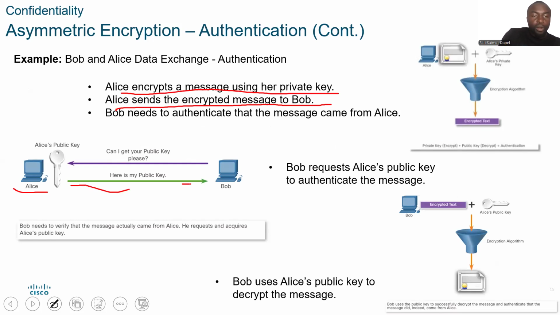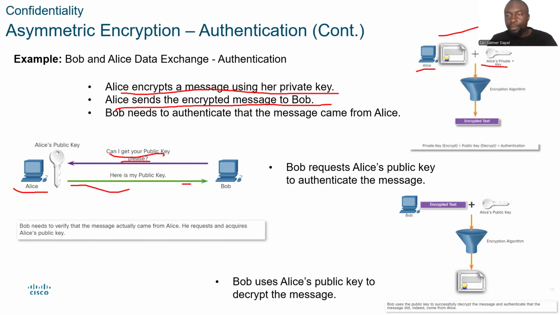But before she sends to Bob, Alice says, can I get your public key, please? This is Bob now asking. Okay, let's start from here. What did it say here? You see, this is Alice's private key, and then with Bob's public key here, the message is encrypted. And then it gives this.